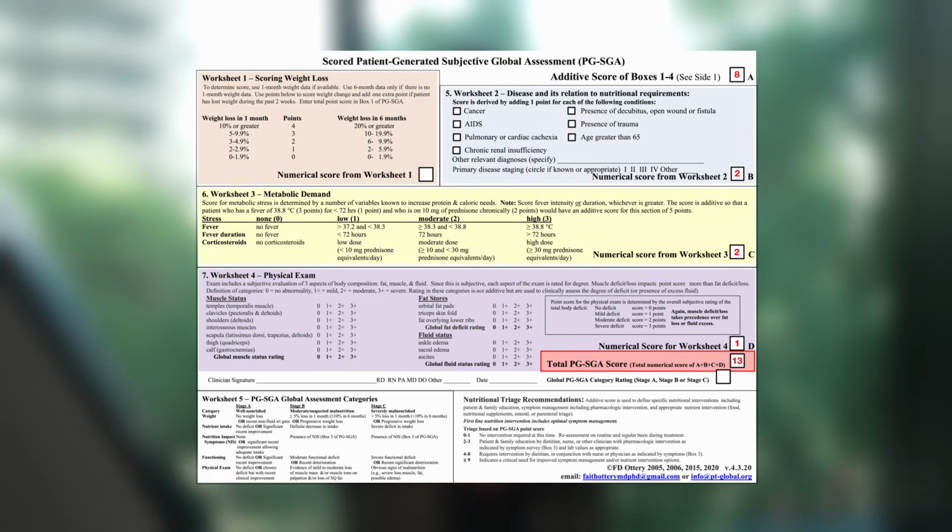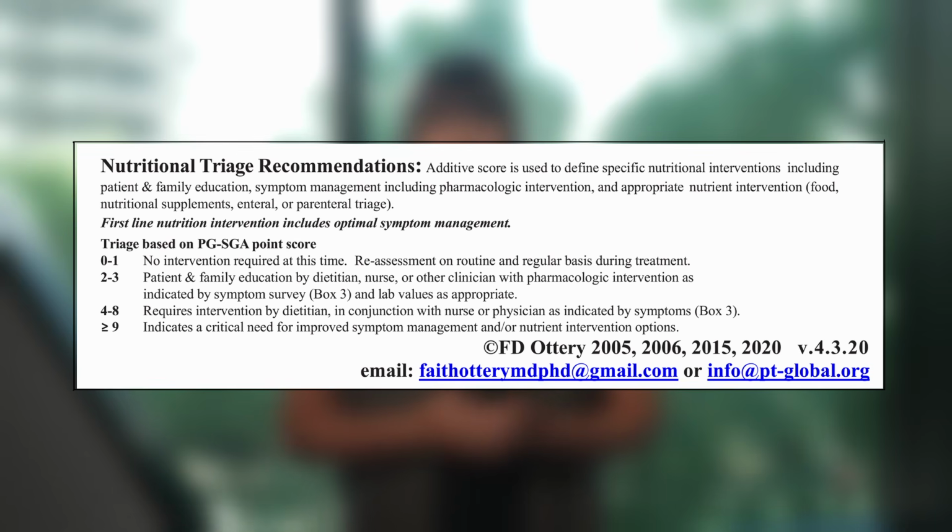The PG-SGA provides a numerical score. The total numerical score is calculated as the sum of boxes A, B, C and D. The higher the score, the higher the nutritional risk and need for intervention. The numerical score can be used to help triage nutrition intervention. A score of 4 to 8 indicates the need for intervention by a dietitian. A score of 9 or more indicates a critical need for improved symptom management and/or nutritional intervention.